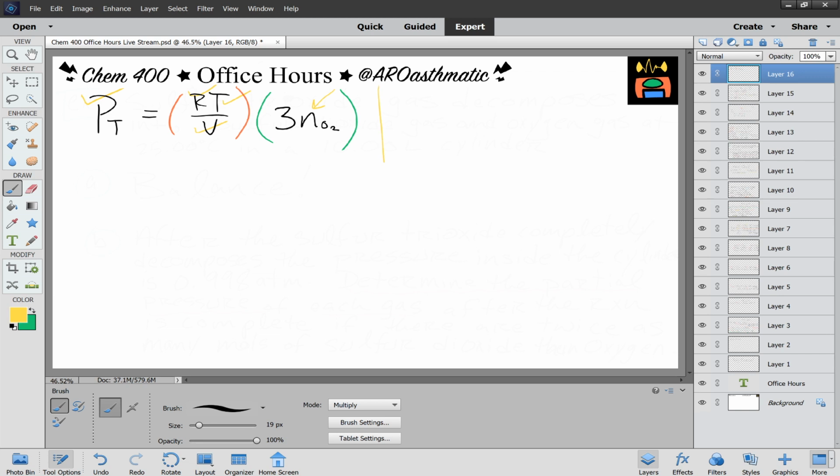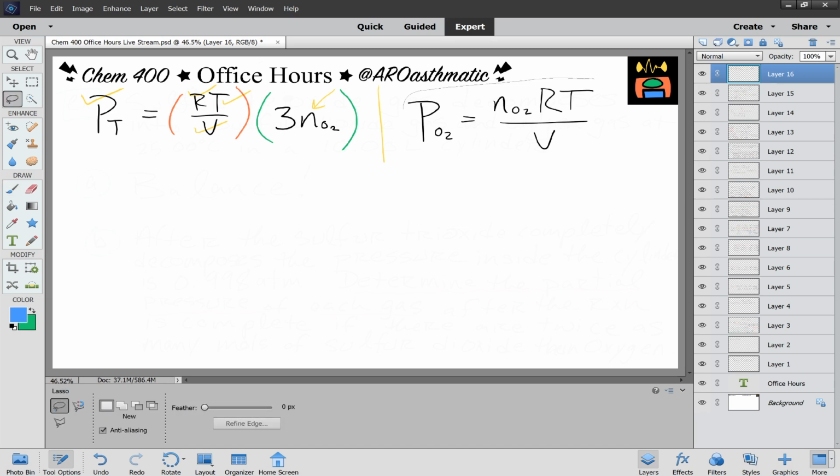With this equation, we can solve for our moles of O2, and the reason why that is important is once we know the moles of O2, we can solve for the partial pressure of O2, right? So let's get at this. Actually, I need to scoot this over just a little bit.